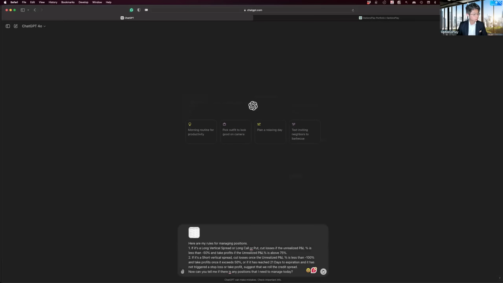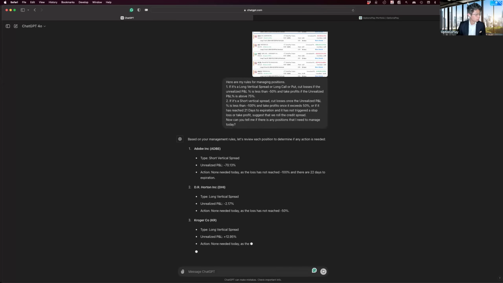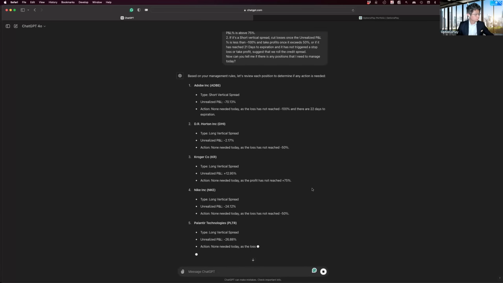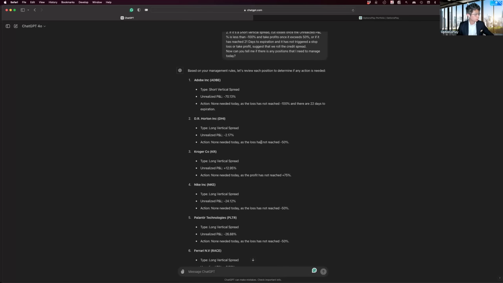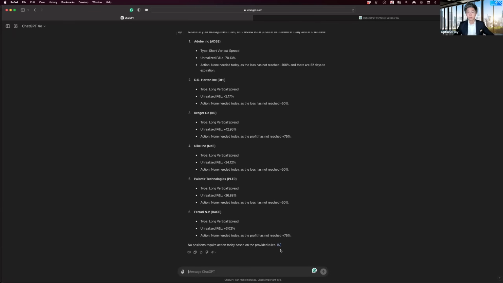Here are my rules for managing my positions. I upload it, and it looks through each individual position, looks at all the rules for each type of position, and tells me if any of the positions require action. So it looks at all of these different positions, and it tells me, action: none needed today, none needed today, none needed today. So out of all of my positions, none of them require a change.